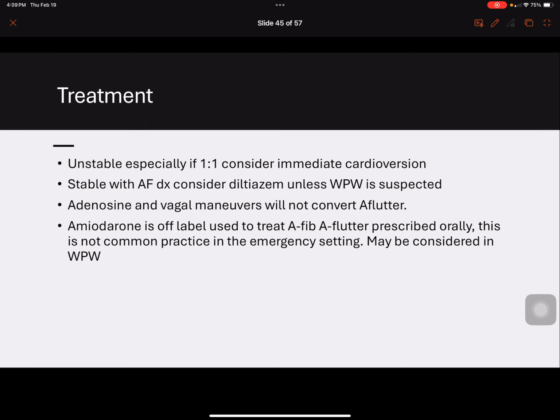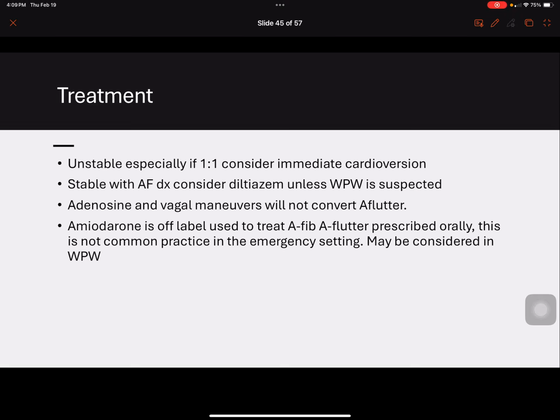If the patient is in 1-to-1 conduction at that consistent 300 beats per minute, immediate cardioversion. Stable AFib, treat with diltiazem unless we suspect WPW, then that would be a bad drug to give. Adenosine and vagal maneuvers will not convert A flutter, so they will stay in A flutter. So patients that are in A flutter are not going to convert with those treatments.